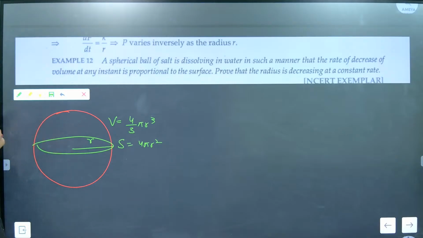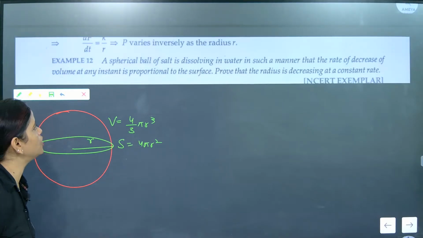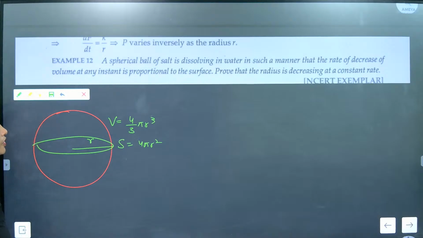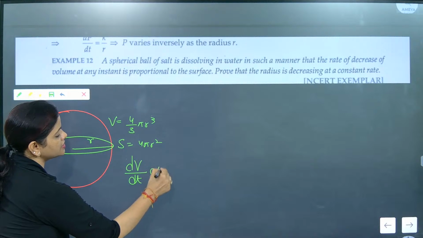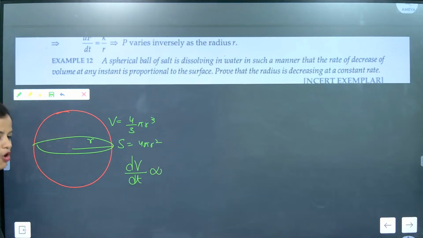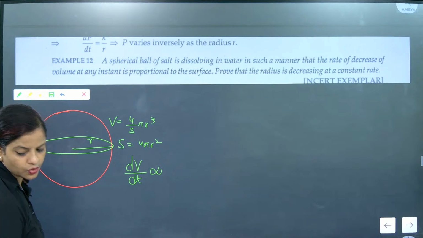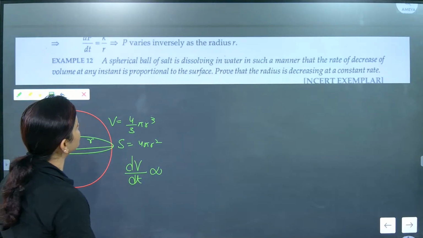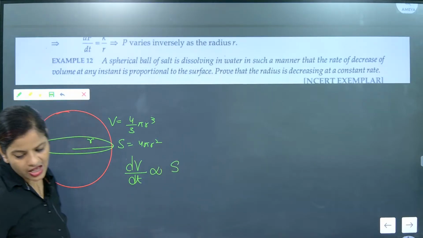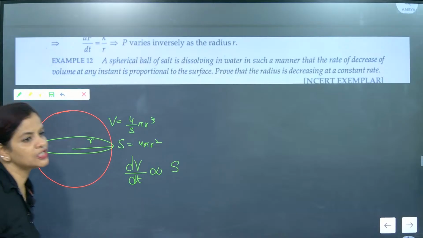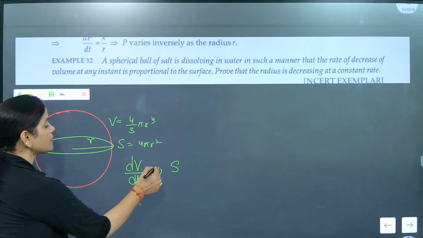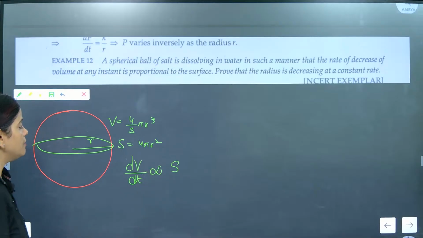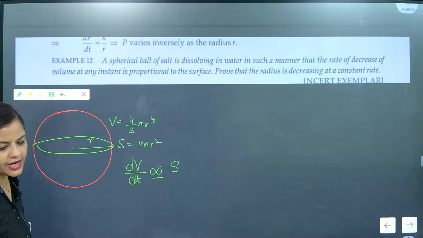The spherical ball of salt is dissolving in water in such a manner that the rate of decrease of volume at any instant is proportional to surface area. What is given here is that the rate of change of volume is proportional to its surface area. So beta, proportionality we have written, but we have to convert proportionality into equation format.